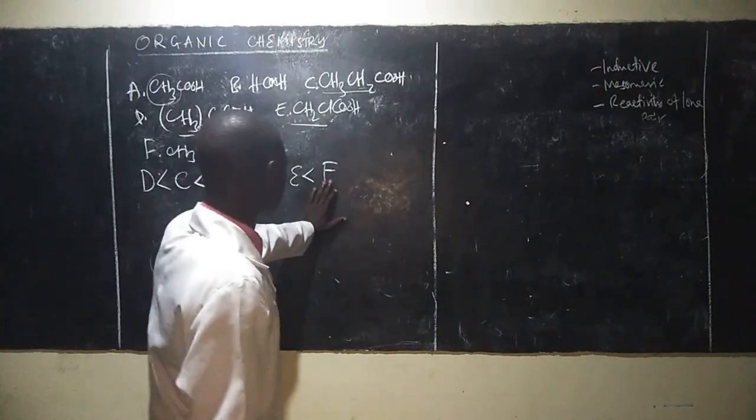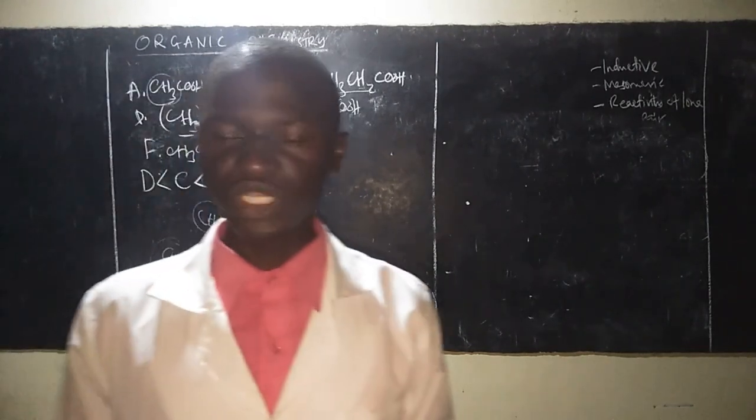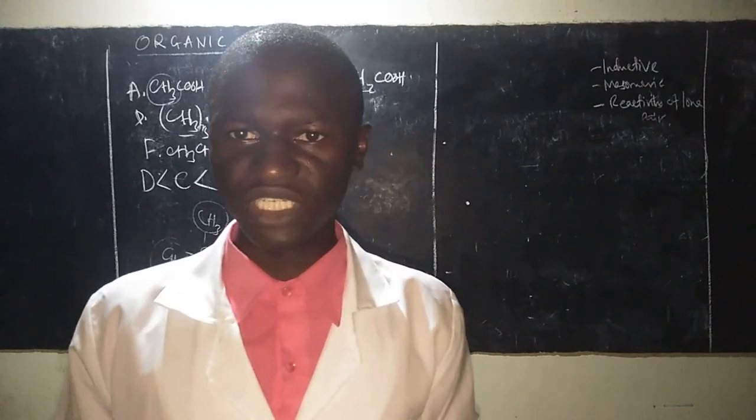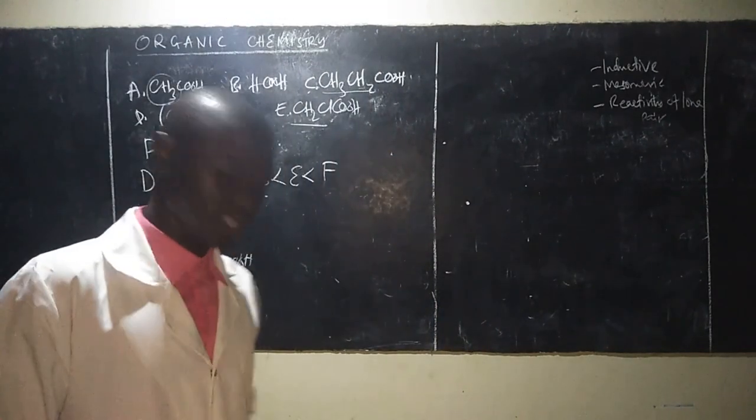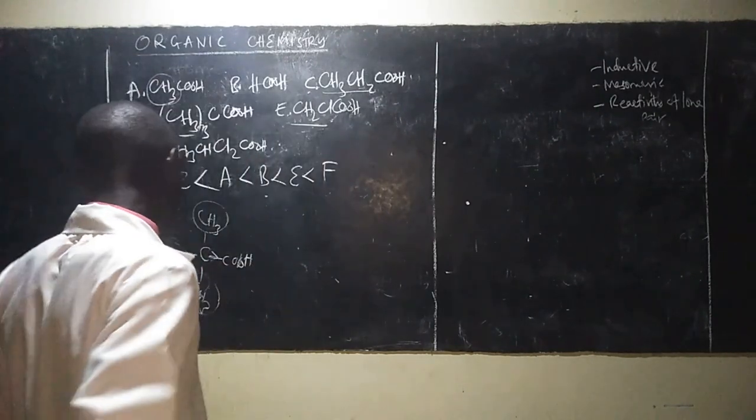Then why is F more acidic? It is because it contains two chlorines. And we know chlorines cause negative inductive effect. And from the concept of negative inductive effect, chlorines tend to increase the acidic strength of carboxylic acid.